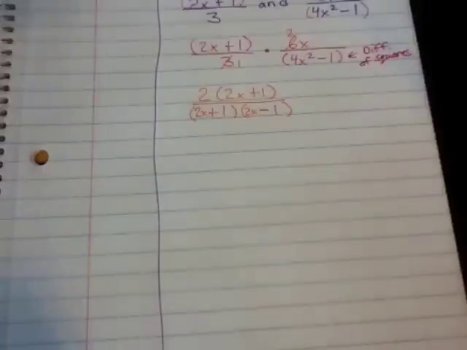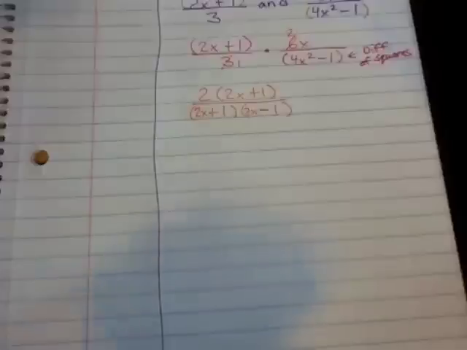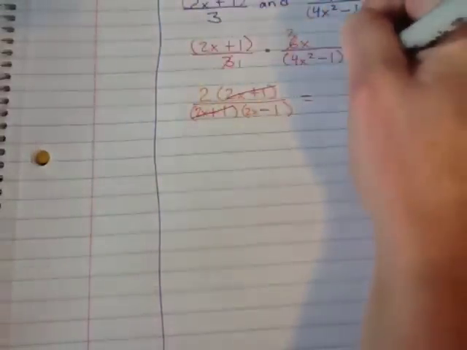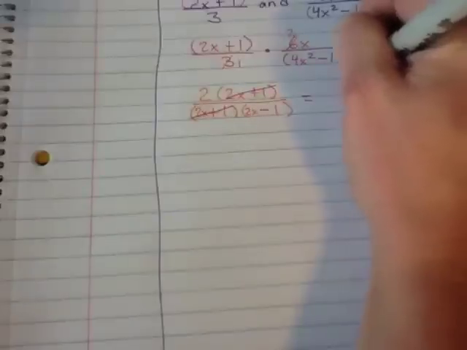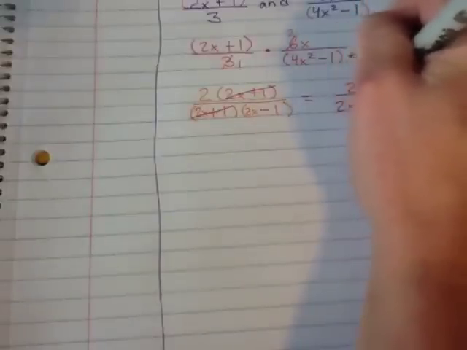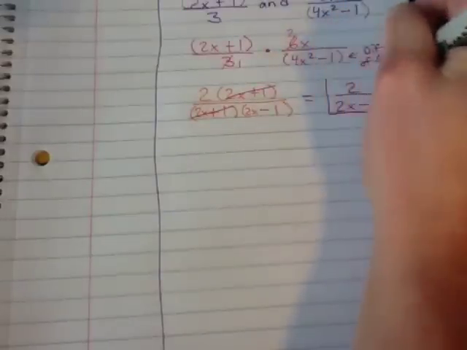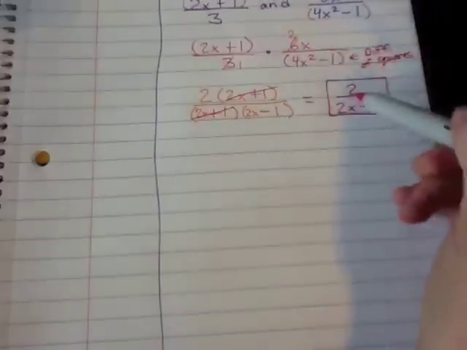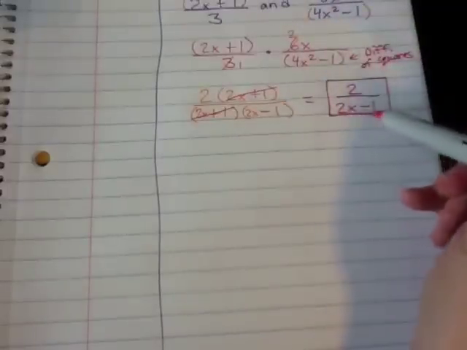And then I check one more time for anything that's going to cancel. And you might have noticed there's a common binomial of 2x plus 1. So my final solution to this is 2 over 2x minus 1. And you can't cancel these 2's because this is a binomial.